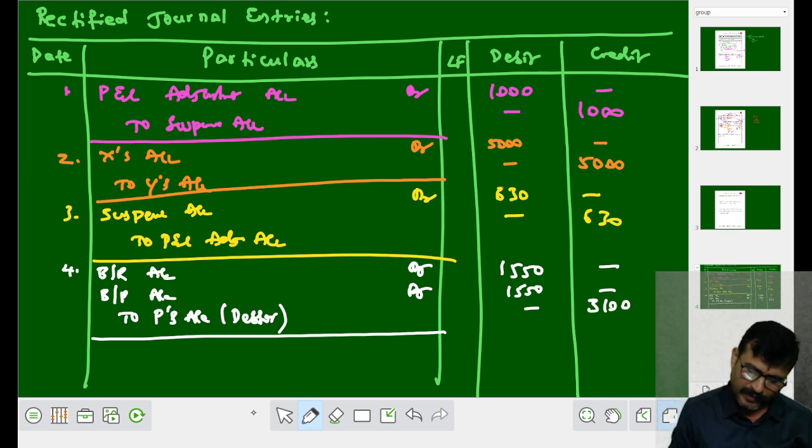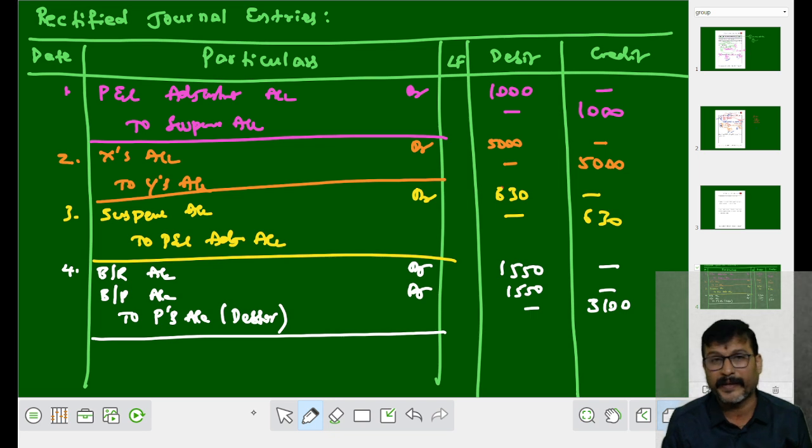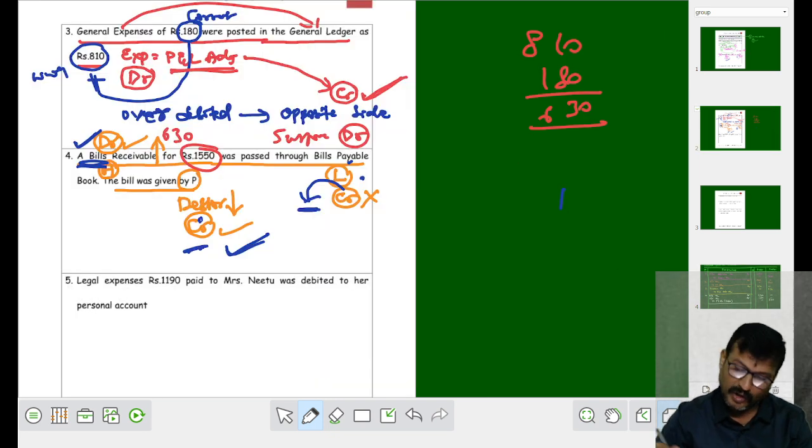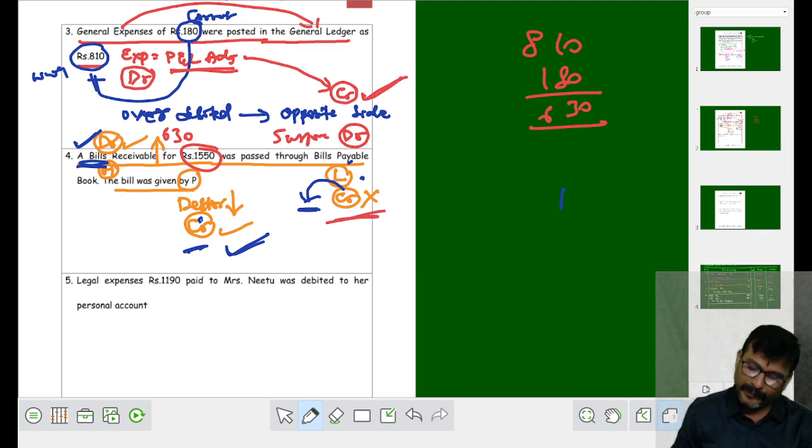Being wrong credit in bills payable account is rectified. Now let me move on to the next one.